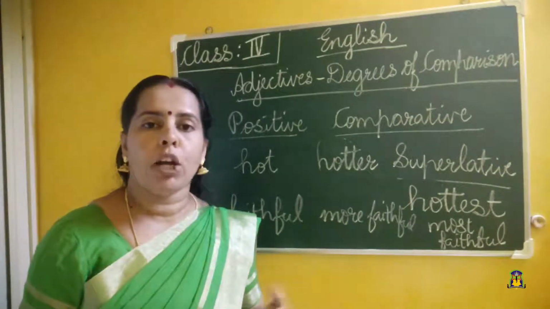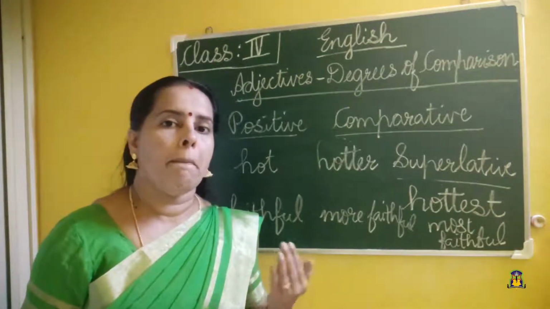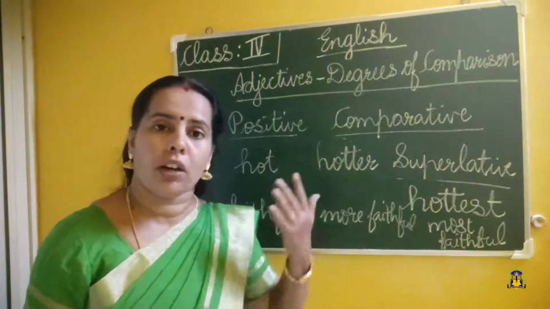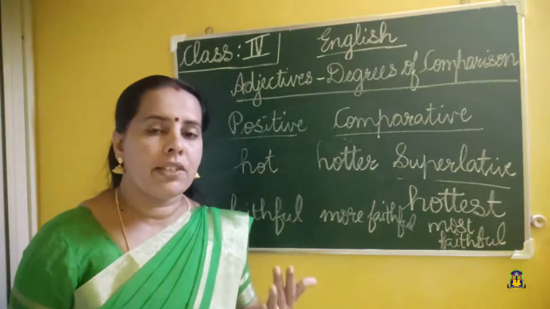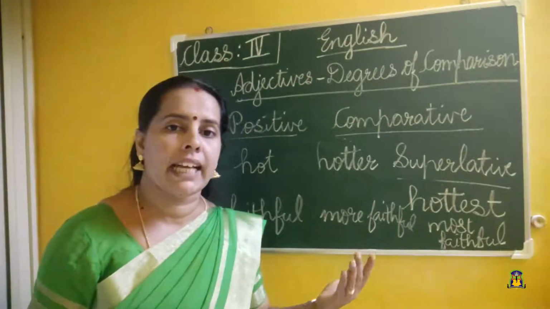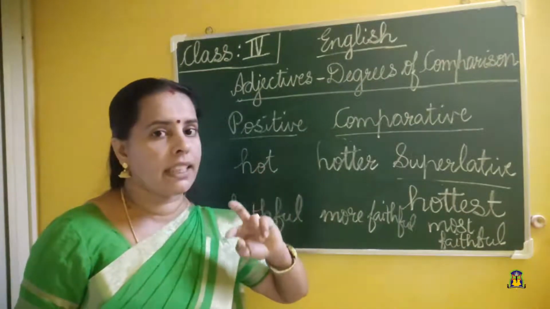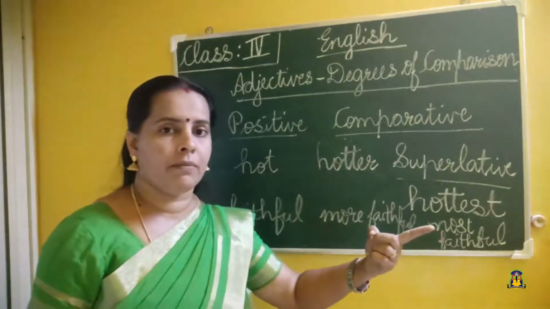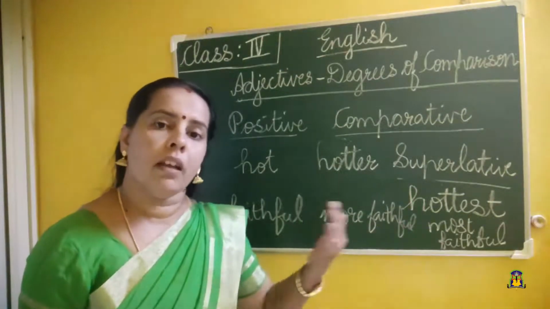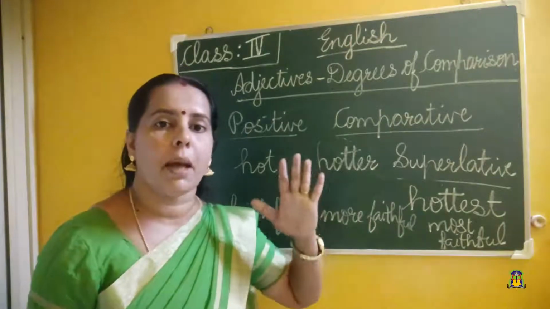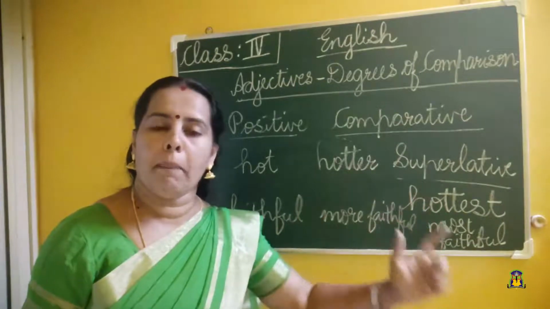Okay. For example, good. What is the comparative degree of good? Better. We cannot say gooder or more good. That's wrong. The comparative degree is better, and the superlative degree is best. Okay. When we compare two things, this is better than that one. If we compare more than two, we can say this is the best. So good, better, best.